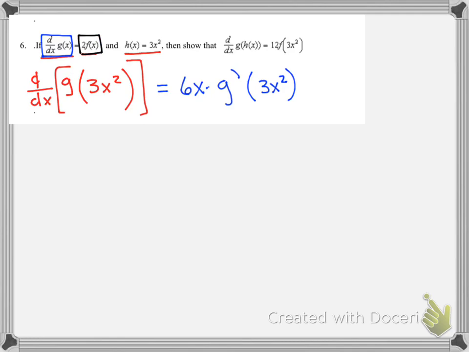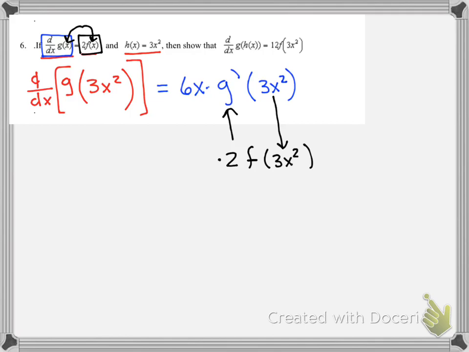But we've been told that the derivative of g of x is really 2f of x, so we can replace this g prime with 2f of x. And we know that the inner function for both is x. So this same inner function can be used here, 3x squared.